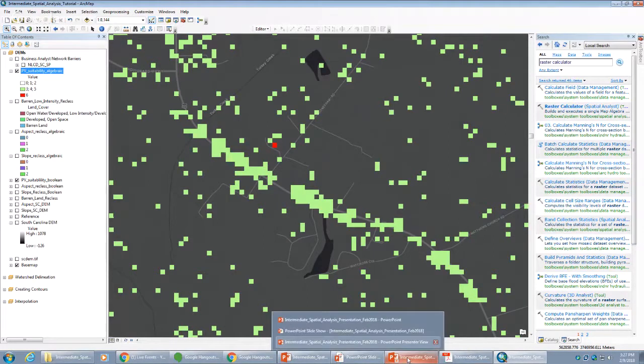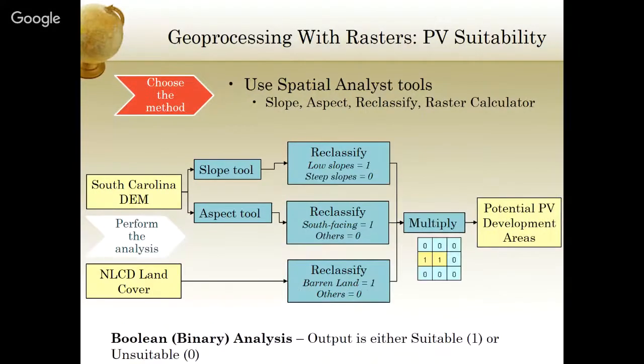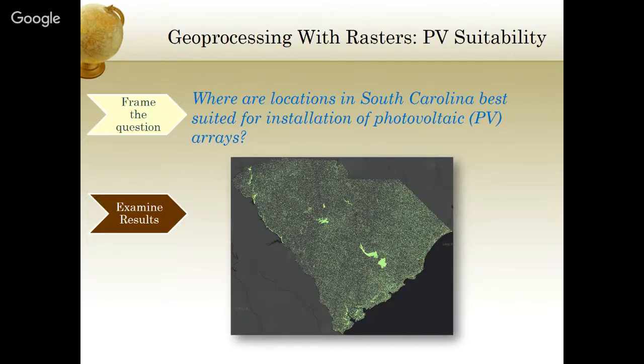Questions on that analysis? Does it make sense what we've just been doing in these 2 different approaches? So first, we took this Boolean or binary analysis where we weighted everything as suitable or non-suitable, and then did an algebraic or weighted analysis where now we have a score where we can compare one location to another. And so our output here looks something like this. Questions, comments?